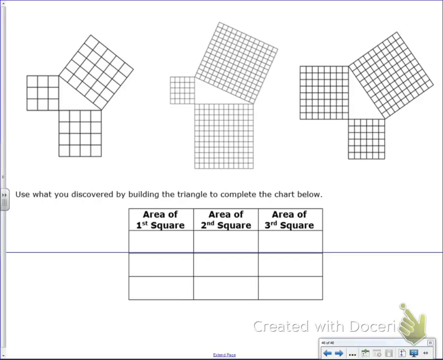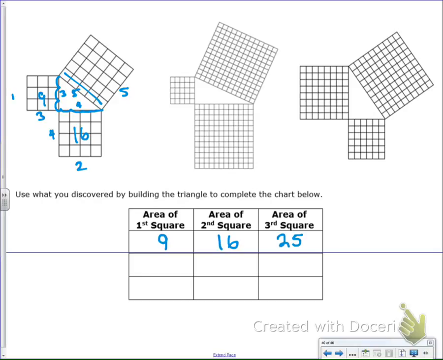So the first thing I notice is that this triangle, starting on the far left, has a side length of 4 and this side length of 3. Now we can see how long this is, but I want to look at the areas of my squares. If I want to find the area of this square, 4 by 4 has an area of 16. And 3 by 3 has an area of 9. So let's come down to our table. The area of my first square is 9. The area of my second square is 16. Well, let's find the area of the third square. We know it's a 5 by 5, so that has an area of 25.